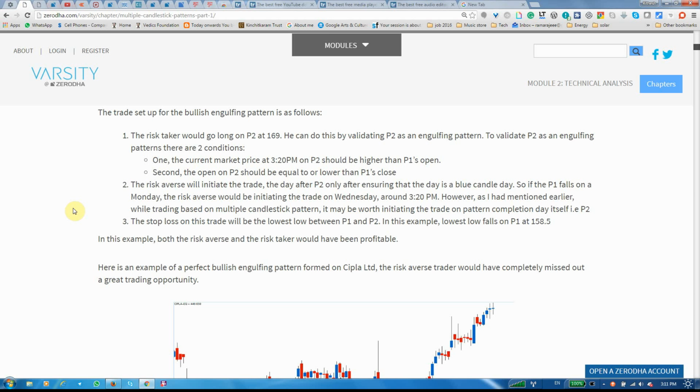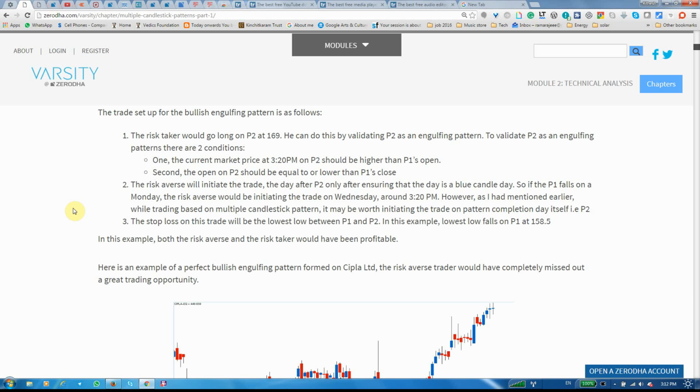So if the P1 falls on a Monday, the risk-averse would be initiating the trade on Wednesday, around 3:20 p.m. However, as I had mentioned earlier, while trading based on multiple candlestick patterns, it may be worth initiating the trade on pattern completion day itself, i.e. P2. The stop loss on this trade will be the lowest low between P1 and P2. In this example, the lowest low falls on P1 at 158.5. In this example, both the risk-averse and the risk-taker would have been profitable.